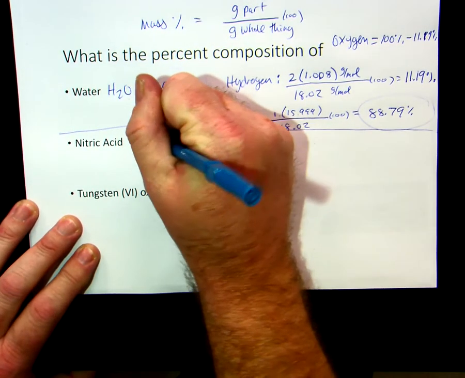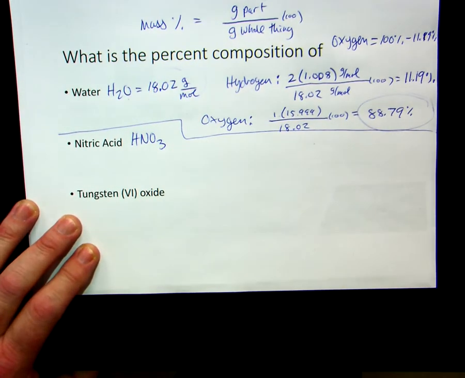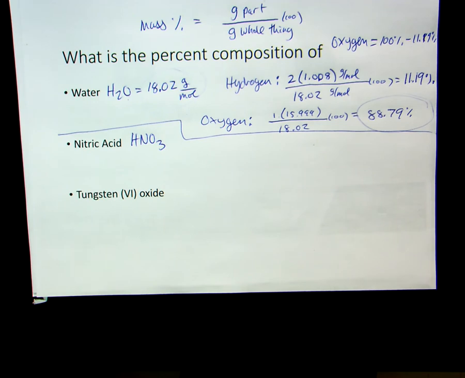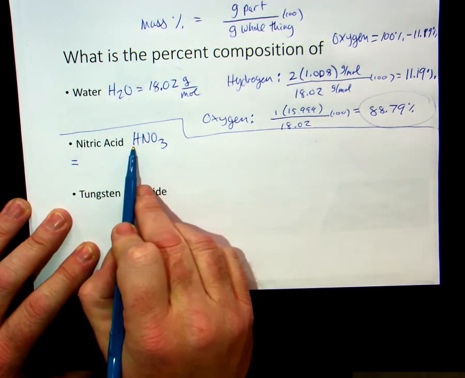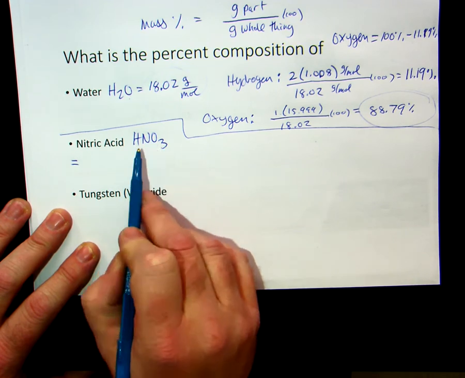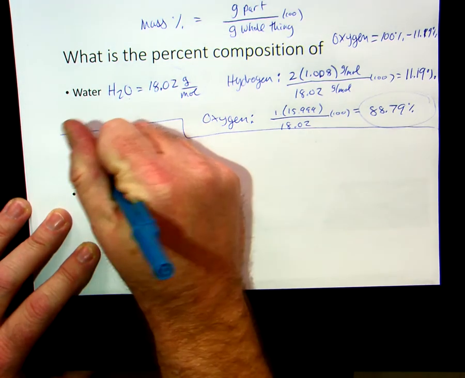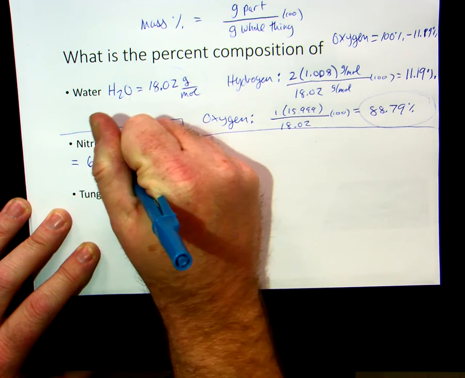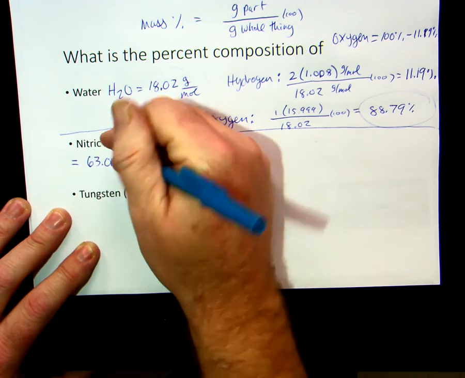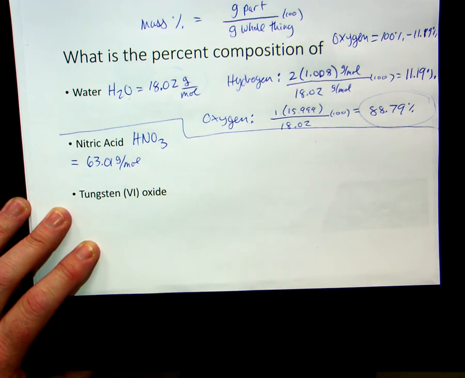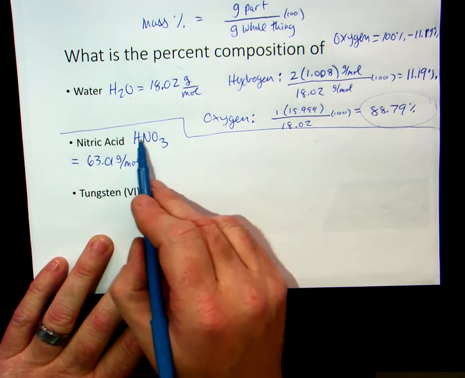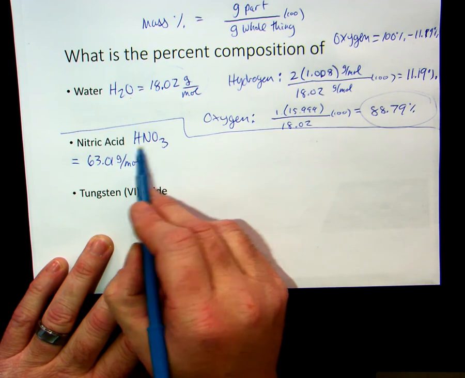You have to know the formula. Nitric acid is HNO3, because if you don't know that, you're not going to get liftoff. So we would quickly add up the mass of a hydrogen, a nitrogen, and 3 oxygen and determine that it's 63.01 grams per mole. All right, so now we look at the mass of each one of these elements relative to the whole thing.